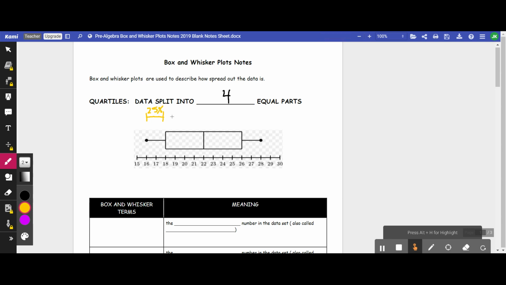And then from the start of your box to your median, the line in the middle, that'll represent 25% of your data. And then from the line in the center of the box to the end of the box, that'll represent 25% also. And then from the end of the box to the end of your whisker here, it'll also be 25%.